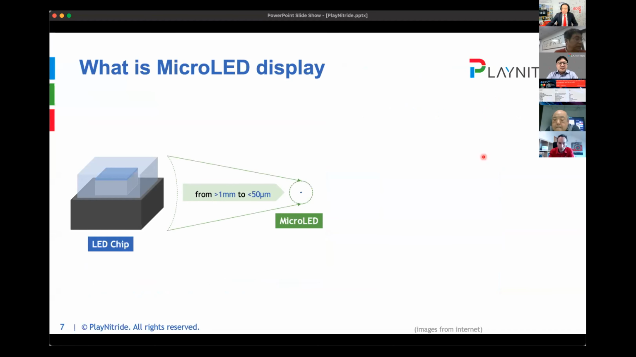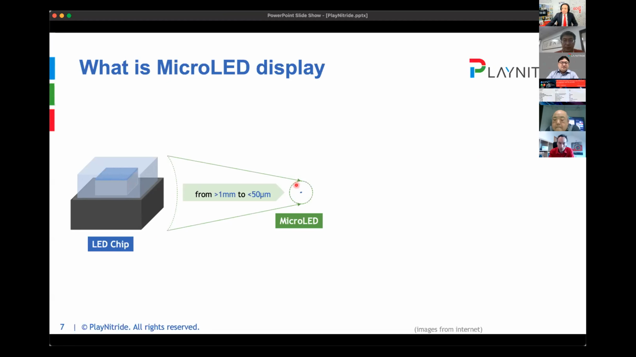So I think a lot of speakers already introduced micro LED, what is micro LED and what is a micro LED display. But here I just found another point to define the micro LED. So the left-hand side, this is an LED chip, and there's the packaging, the substrate, and also the thin film layer.